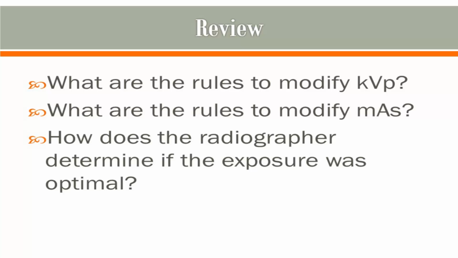How does the radiographer determine if an exposure was optimal? First, we evaluate the image looking for signs of over and underexposure. We also evaluate the exposure index, or EI, or the deviation index, or DI, to make sure that the least amount of radiation necessary was used to make an adequate image. We also look for reasons the EI may be skewed. This may not be apparent right now, but it is something you will learn later on.